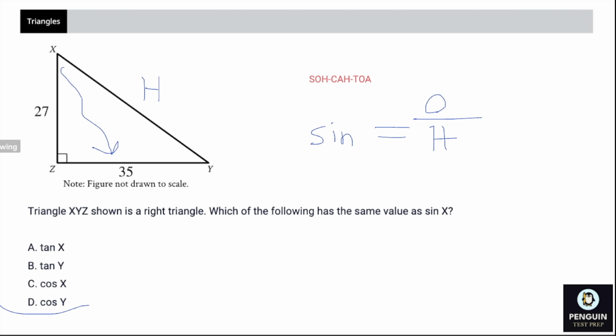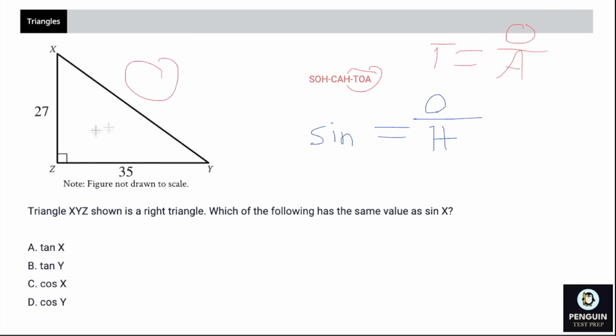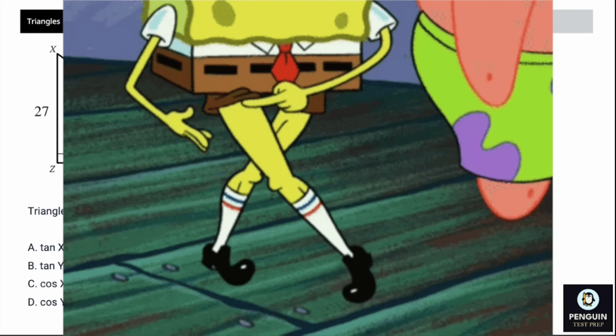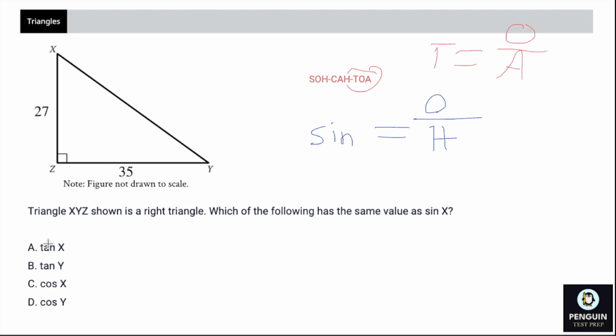So let's take a look at our options and see what's going on here. Tangent of x is going to be TOA, which would be t equals O opposite divided by a, adjacent. So we already know just from looking at this that we're going to end up with different values because the hypotenuse is not involved, right? Because that would be 35 over 27. And we should know that the hypotenuse is going to be larger than both of our legs. So that would never work. So we're not even going to consider choice A.